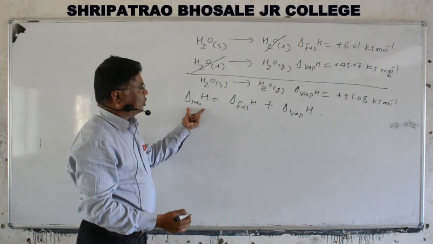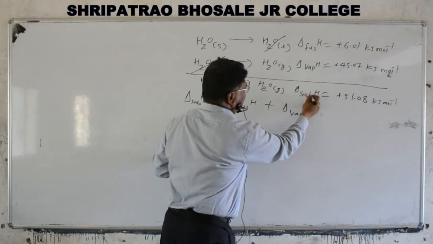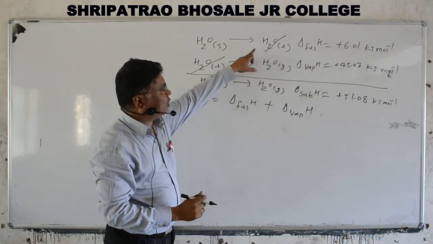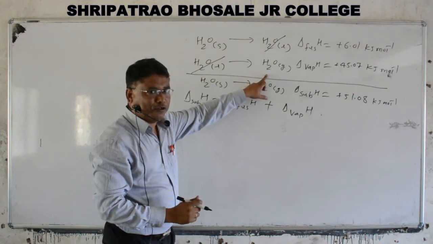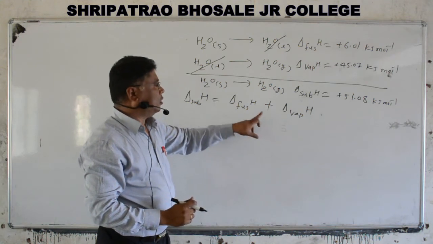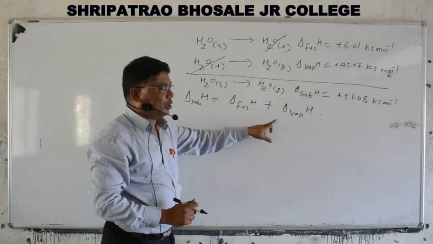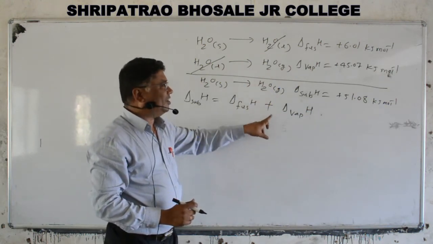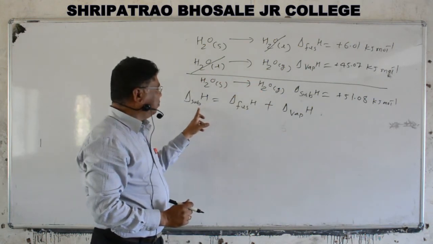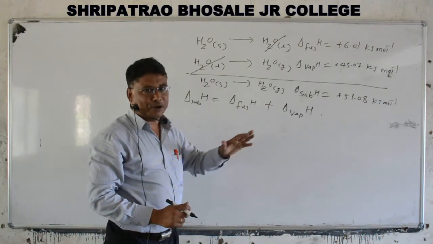So enthalpy of sublimation is equal to enthalpy of fusion plus enthalpy of vaporization. So here, the relation between enthalpy of sublimation, enthalpy of fusion and enthalpy of vaporization we can understand from this example. Enthalpy of sublimation is the sum of enthalpy of fusion and enthalpy of vaporization.